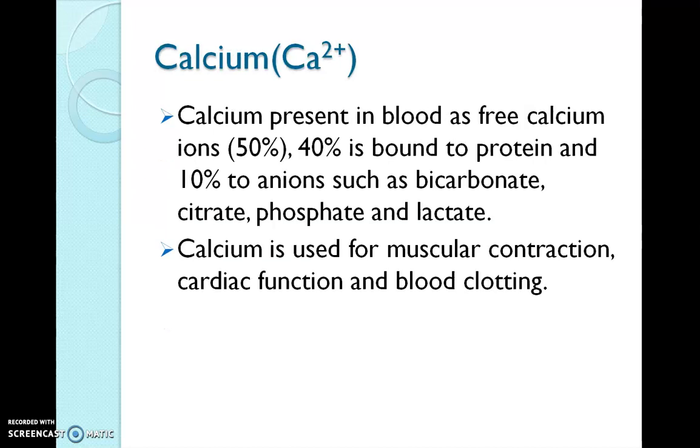So next we discuss calcium. We all know about the calcium ion. Calcium is present in the blood as free calcium ions: 50% is free, 40% is bound to protein, and 10% is bound to anions such as bicarbonate, citrate, phosphate and lactate. Basically, calcium is used for muscular contraction, cardiac function and the blood clotting process.